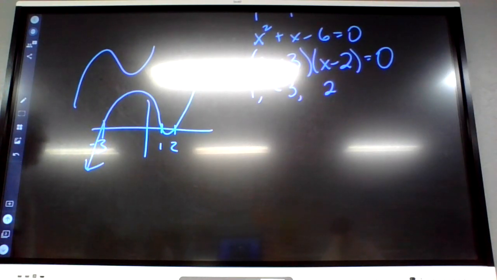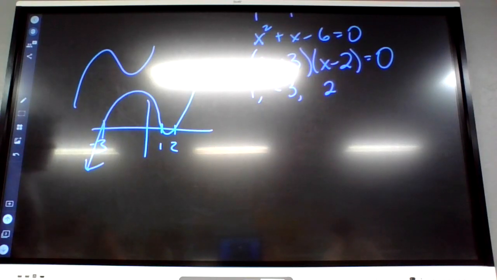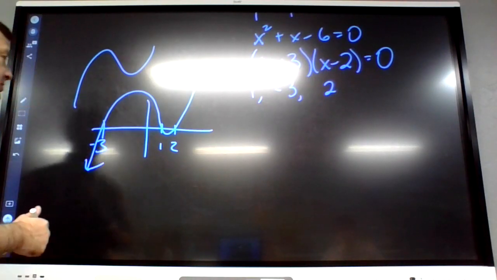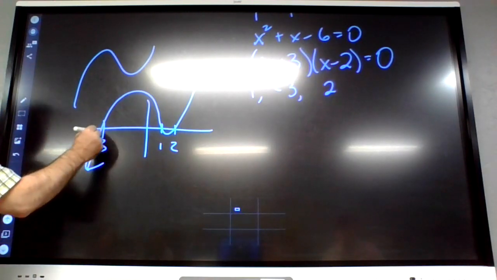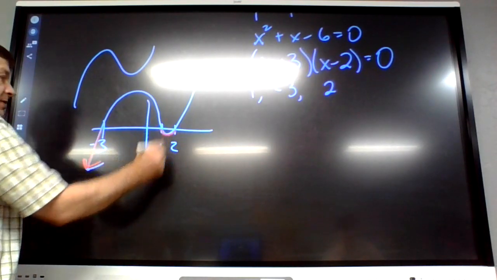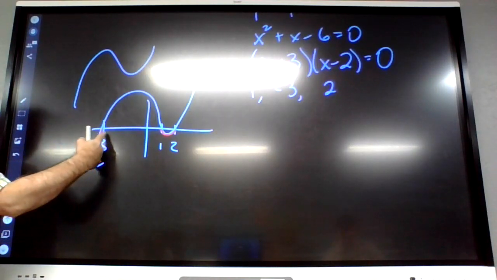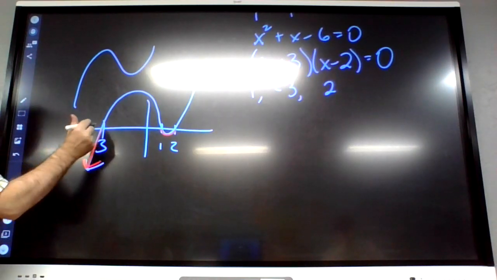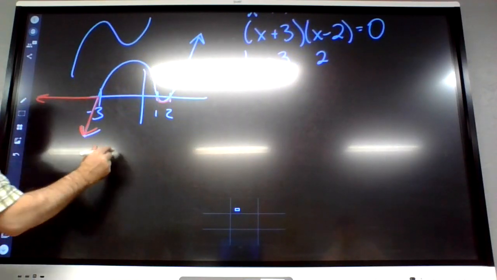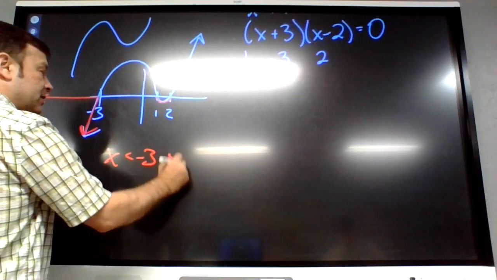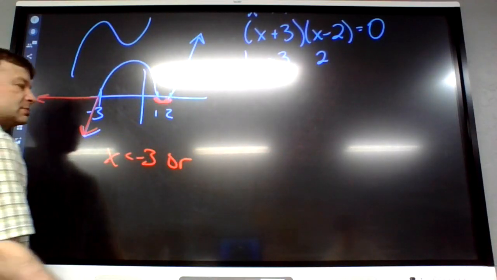Okay, so what do we want? Greater than 0? Okay, I forgot. Less than 0. Where is this function less than 0? So where's the function negative at? Between 1 and 2 and -3. Right here. So what x values? So all the x values less than -3 going this way give you a negative value. So x is less than -3. Or the x values between 1 and 2.